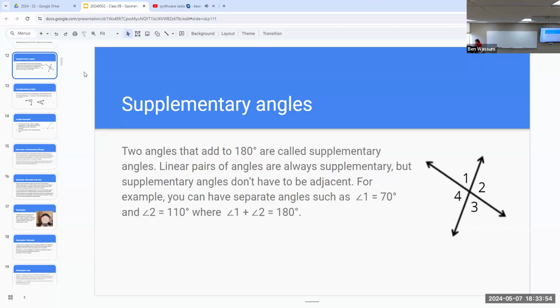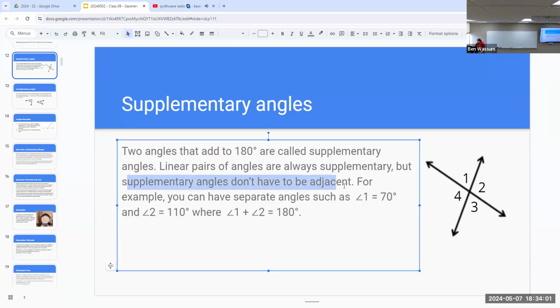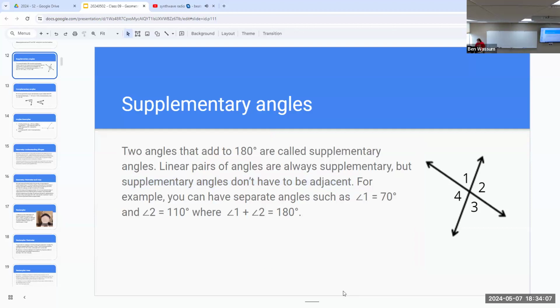Linear pairs of angles are always supplementary, but supplementary angles don't have to be adjacent. They don't have to be next to each other. If one of them is 70 degrees, you could have some angle like, 3 feet away, that's 110 degrees. Just because they fit together to 180 degrees, that makes them supplementary angles to each other.